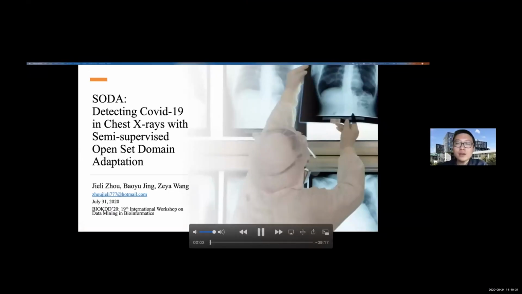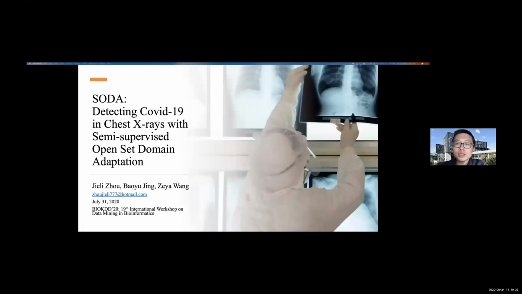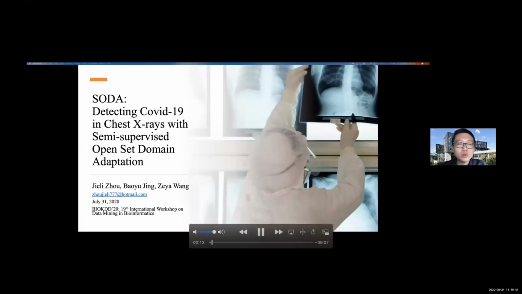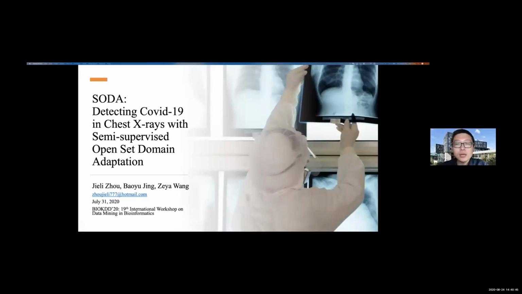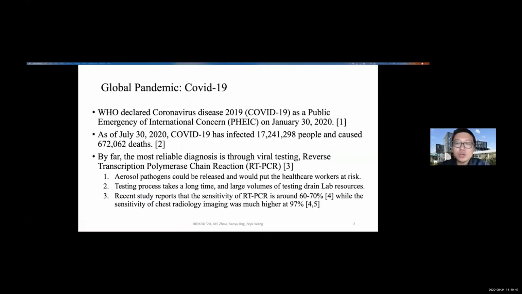Hello, everyone. My name is Jie Li Zhou, and today I will present our work SODA, Detecting COVID-19 in Chest X-rays with Semi-Supervised Open Set Domain Adaptation. It is joint work with my colleagues Bao Yujing and Zhe Yawang. A little bit of context. WHO declared COVID-19 a public health emergency of international concern on January 30 this year. 6 months later, COVID-19 has infected more than 17 million people and taken away over 670,000 lives.